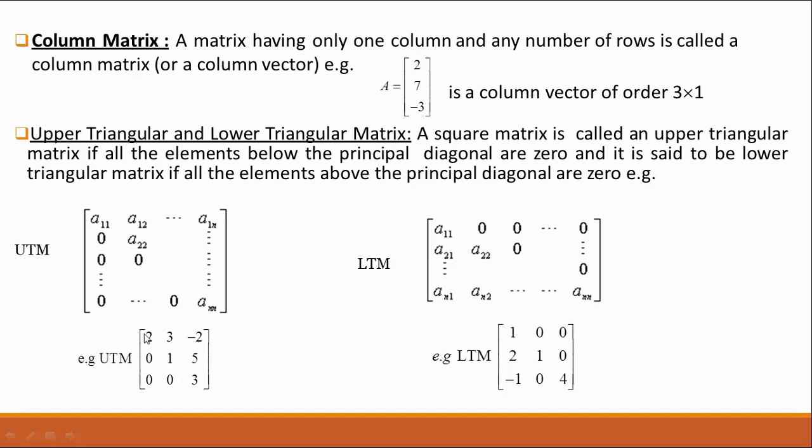For example, in this matrix, 2, 1, 3 lie on the principal diagonal, and all the elements below this principal diagonal are 0, so this is an upper triangular matrix. Similarly, in this matrix 1, 1, 4 lie on the principal diagonal, and all the elements above this principal diagonal are 0, so this matrix is a lower triangular matrix.